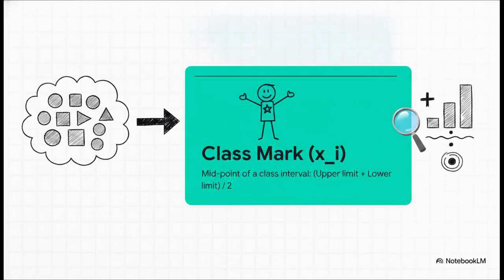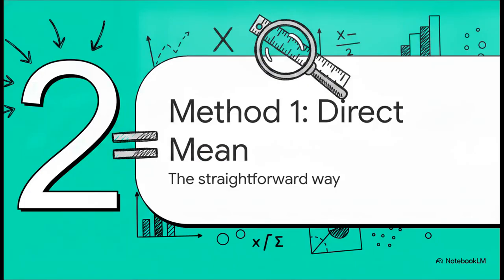Okay, so to actually make this grouped data workable, we first need to find a single representative number for each range. Think of it like choosing a spokesperson for each group. We call this spokesperson the class mark, or Xi, and it's incredibly simple to find. You literally just take the lower limit of your range, add the upper limit, and divide by 2. It's the exact midpoint. This single number is going to stand in for every single data point hidden inside that interval.